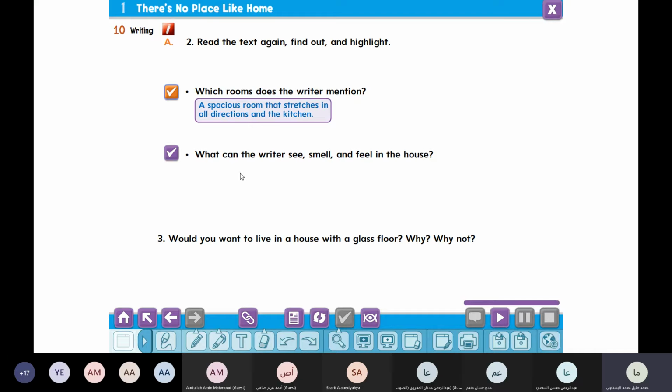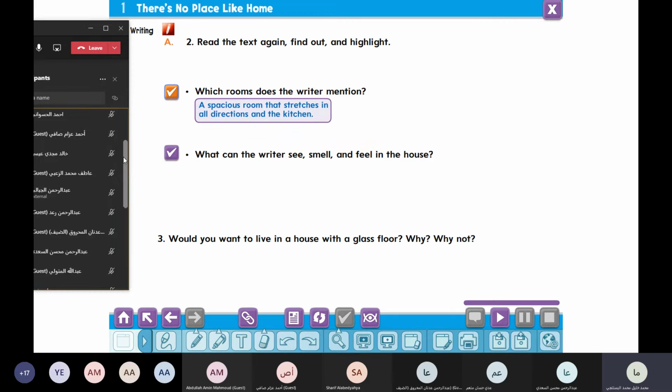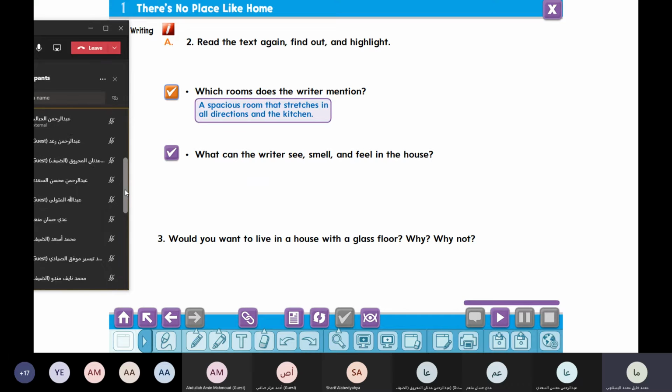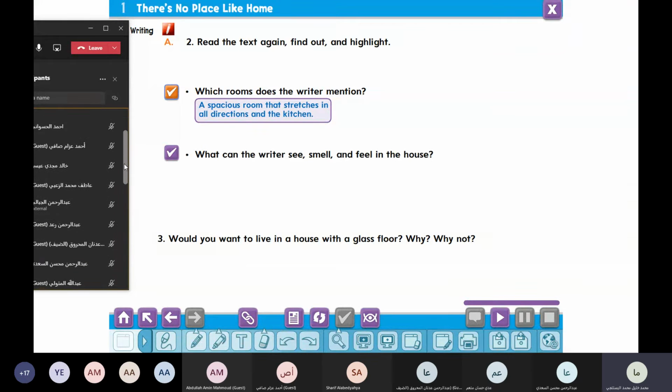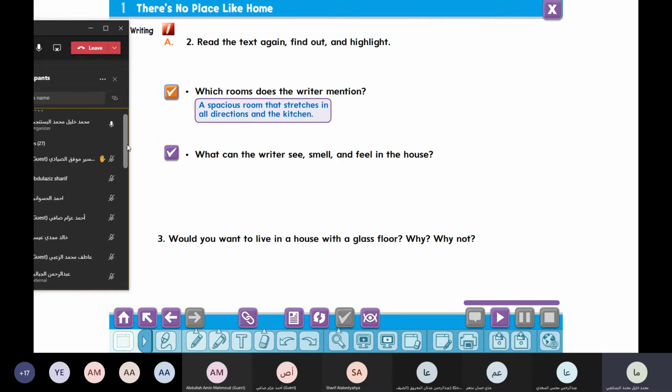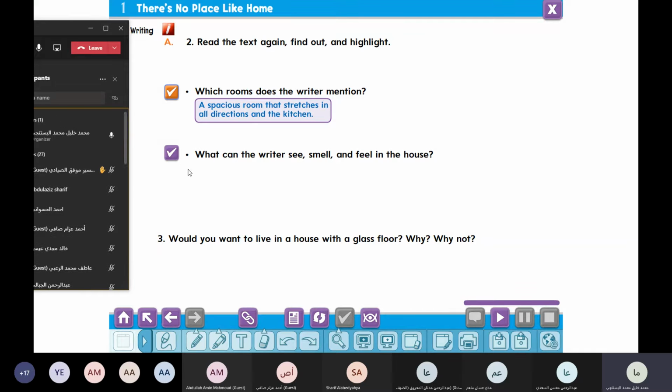Who can read the second question? Abdurrahman Raad, are you here? Ahmad Haswani. Muhammad Taysir, read the question, please. Yes, teacher. What can the writer see, smell, and feel in the house?